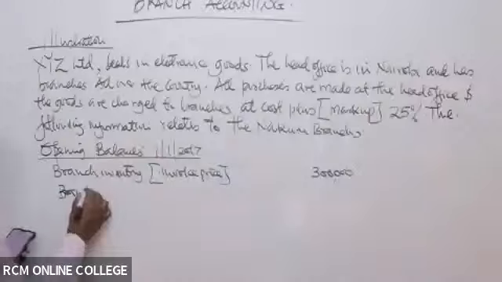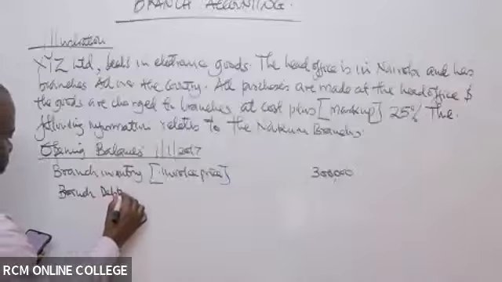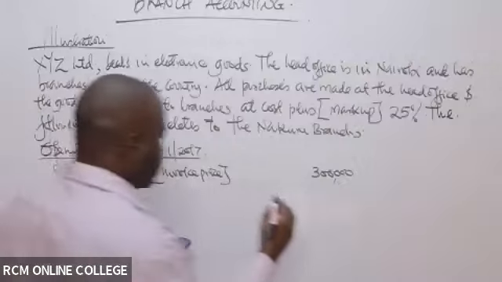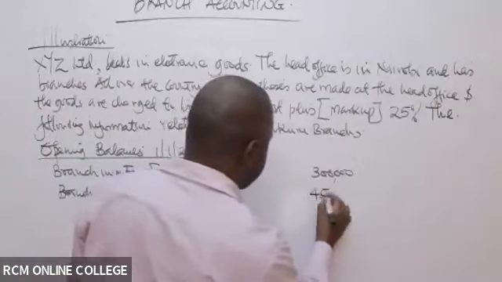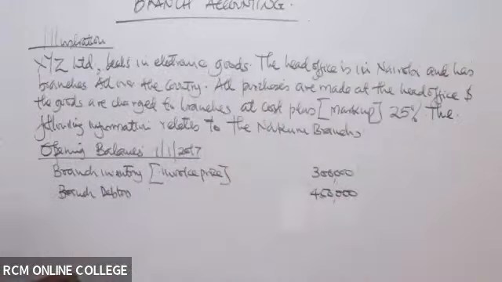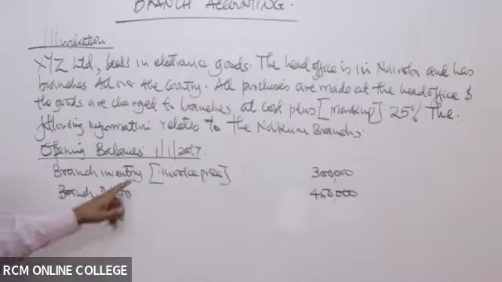The opening balance for the branch debtors at the start of the year was 450,000. I think you've seen us mentioning this account, the branch debtors account.